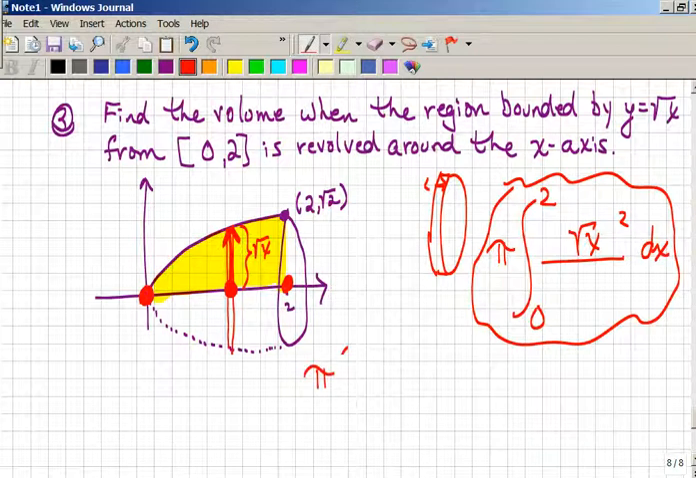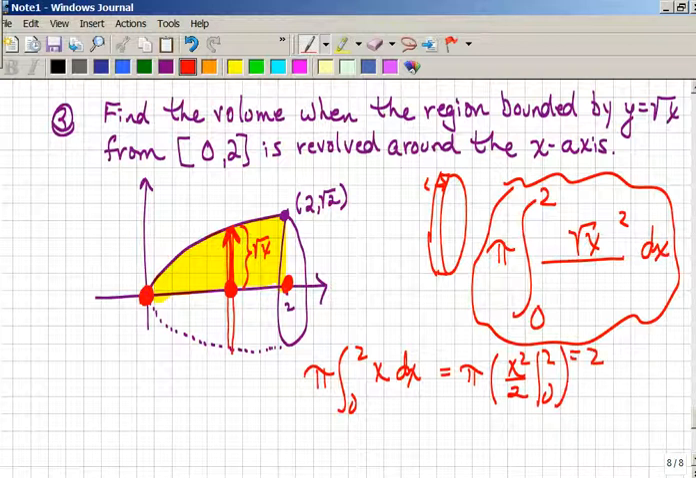Pi out front, 0 to 2, square root of x squared is x, dx. Integrating, don't forget pi, we'll kick him out, leave him out. x squared over 2, from 2 to 0. Sub a 2 in, and you get 2 squared is 4 over 2, which is 2. Sub a 0 in, and we get 0. Subtract those two values, you get 2. And bring our pi that we kicked out, and there's the answer. Boy, that was fast, fun, and easy. Alright, the end of the first video on volumes of revolution.